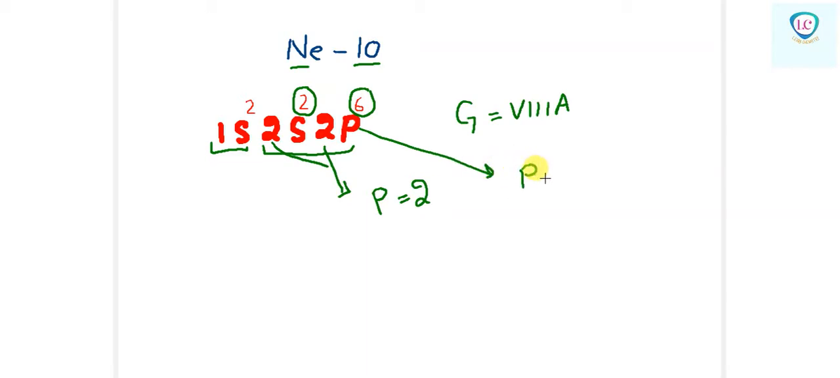Now the group number is indicated by the number of valence electrons. You can see valence electrons are 8. 2 plus 6 is equal to 8. So the group number of neon will be 8th A group. It is belonging to the 8th A group. And in order to determine the block, you can see the valence electrons are present in p subshell, so we can say that neon is again a p block element. It belongs to the p block of the periodic table.